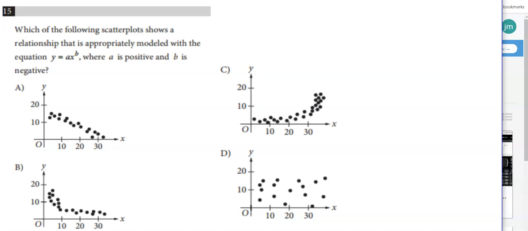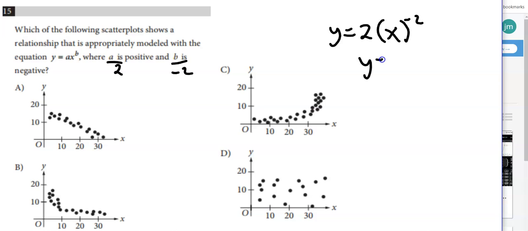So one way of thinking this through, let's just choose a positive number for a, like let's say that's equal to 2, and b is negative. Let's make that equal to negative 2, I guess. So this would be y equals a is 2, b is times x to the power of negative 2. So this is another way of looking at this. Really, this is 2 over x squared, right? So it's going to be undefined at 0.